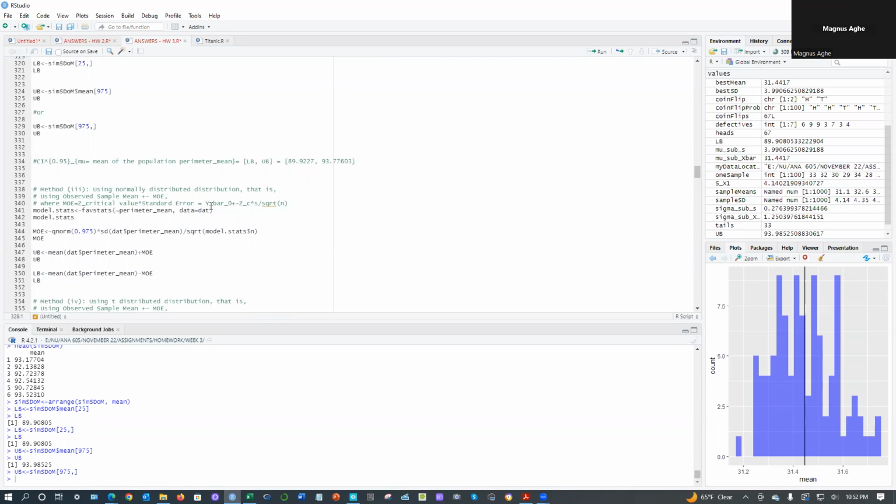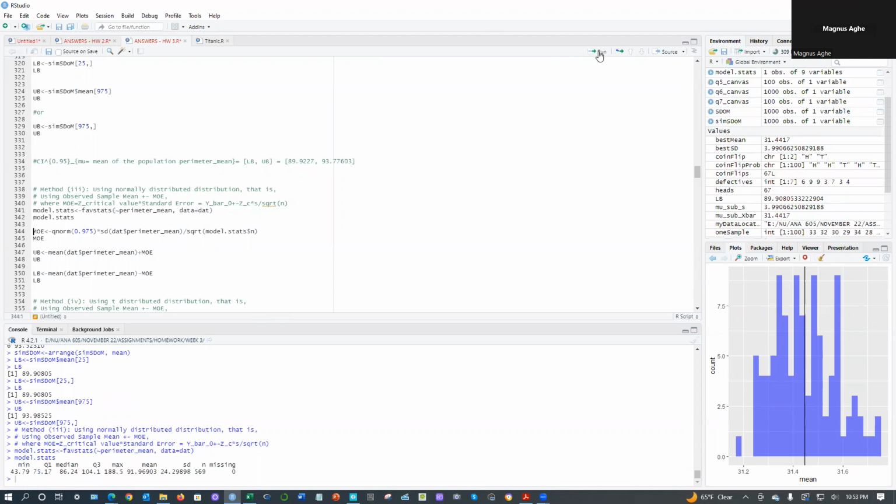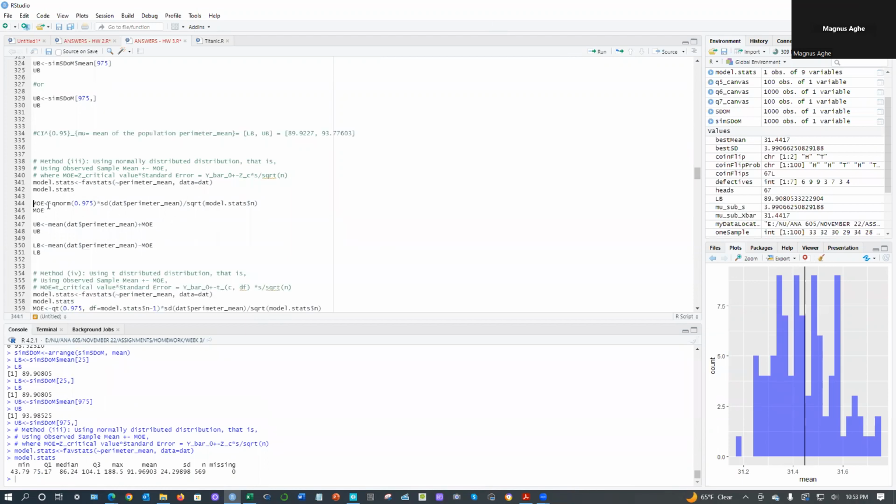I'm going to call that one favstats for the perimeter mean, data called data. I'm going to call this one model stats. And statistics are here. So margin of error, if you want, you can build up the margin of error. It is nothing but qnorm 0.975 times the standard deviation. One way of getting that one, sigma, go to data, perimeter mean, divided by square root of the model stat n. Can you remember sigma over square root n?